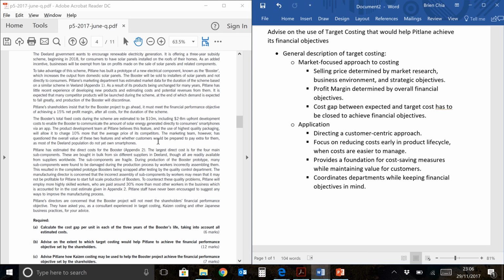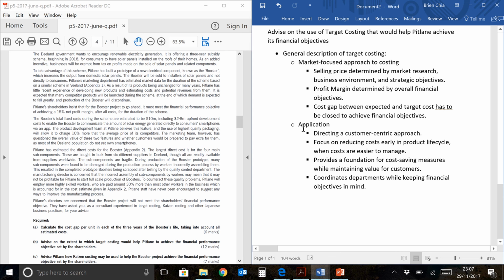Okay, and finally, it coordinates departments while keeping financial objectives in mind. In this scenario, Pit Lane is launching a new product. It involves marketing, it involves production, it involves research and development, it involves customer relations. So many different departments are working together. So when we approach target costing, there is a set selling price and there's a set profit margin. So everybody is on the same page. We need to achieve this type of financial coordination. So target costing helps with that.